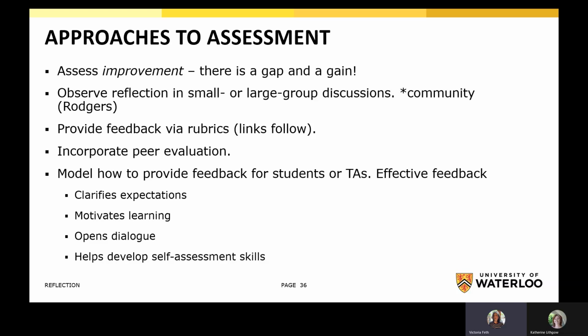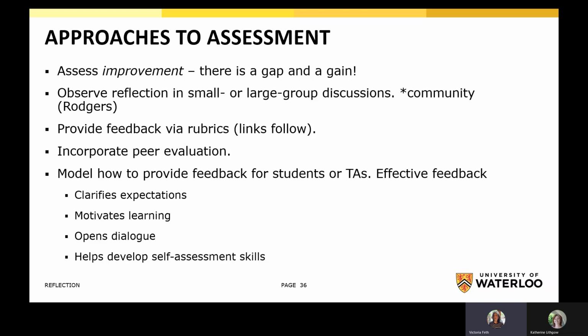One way to do this is to assess improvement. In other words, considering both the gap and the gain. So wherever students start out with their reflective process, you could give them a grade based on where they're starting. But what you're really looking for is how far they come over the term of the course. So maybe by the end, where they started doesn't really matter, because it's about how far they've come in that time, and you're going to give them a grade that encompasses everything and overwrites that initial place that just gave you a marker of where they're starting from.